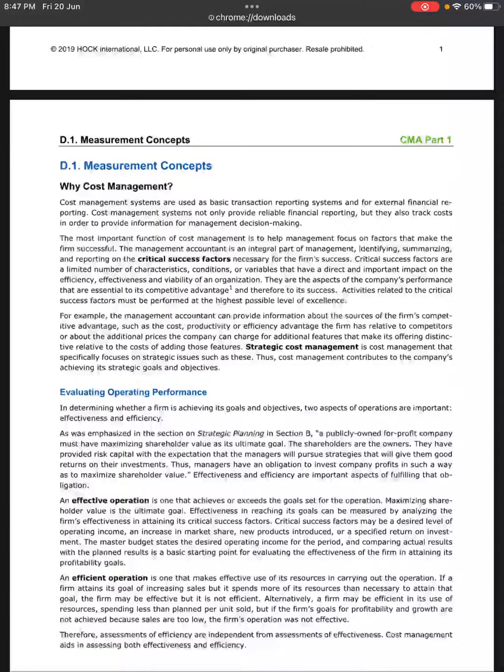And the most important function of cost management is to help management focus on factors that make the firm successful. The management accountant is an integral part of the management, identifying, summarizing and reporting the critical success factors necessary for the firm's success. Critical success factors are a limited number of characteristics, conditions, and variables that have a direct and important impact on the efficiency, effectiveness, and viability of the organization.